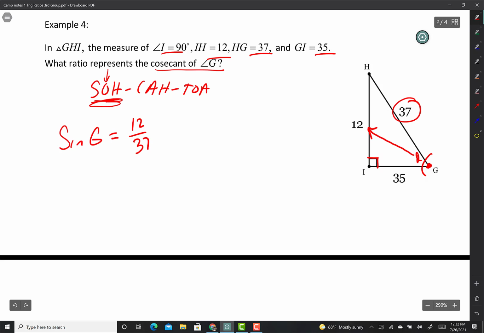12 over 37. Now, why did I get this? Well, because cosecant is the reciprocal of sine. Yes or no? Yeah, it is. Oh, okay, so don't worry. We're going to talk about how we know what's what. So, cosecant, here's how you spell it: CSC of G. So, what's the reciprocal of sine? Perfect.